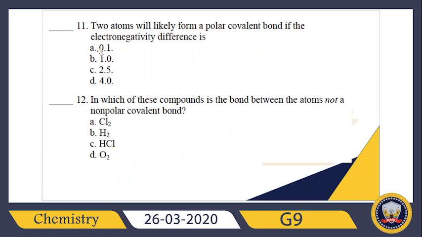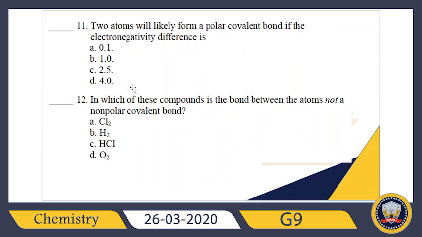Now, 11. 2 atoms will likely form a polar covalent bond if the electronegativity difference... here the answer is B. So if the difference of electronegativity is 1, you will have a polar covalent bond.